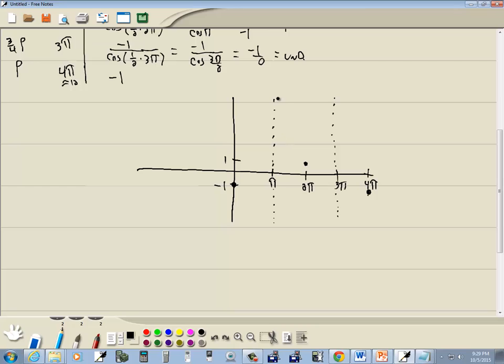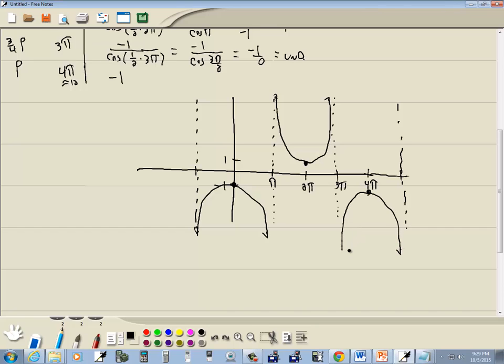Well, by the nature of these, we know what it's doing. It's coming down here and touching at this point, and coming up and skimming those. Then over here, doing the same thing. And then over here, doing the same thing. And then over here, it's doing the same thing. So there's our graph over 2 periods.